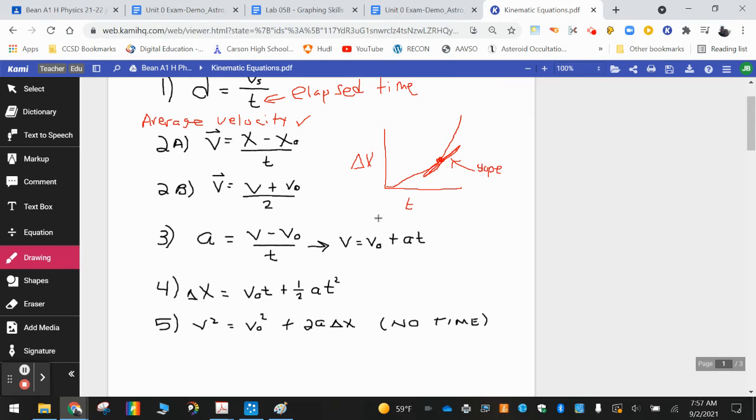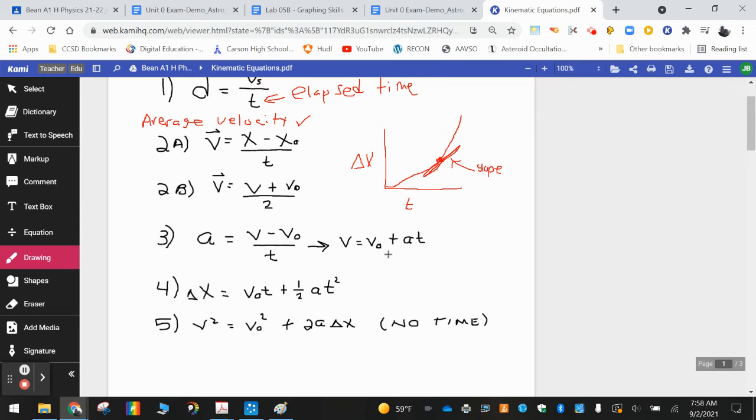Excellent, good job. Now over here, equation number 3 is acceleration. We just worked on acceleration in a problem set, also in the video. Acceleration is the final velocity minus initial velocity divided by the time interval. I can also rearrange it with some heroic algebra and solve for v to get velocity equals v0 plus at.